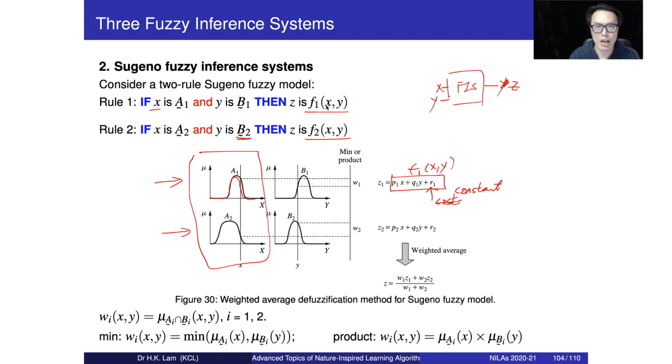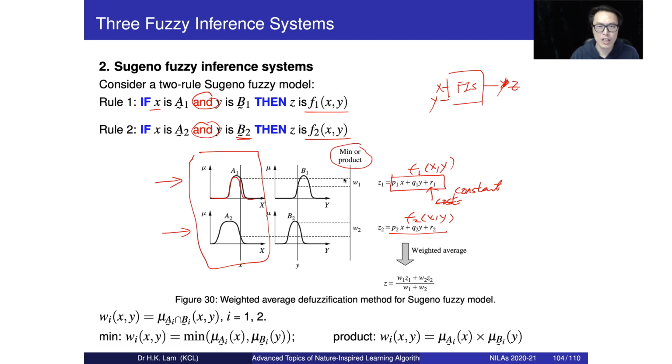So that means F1 is a polynomial. Yeah, Z2, this bit, that is F2 in terms of X and Y. Again, P, Q, P2, Q2, R2 are some constants we are going to determine. So take a look at this figure right here, because we consider n, so we can do minimum or product.